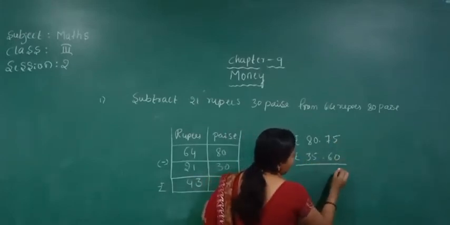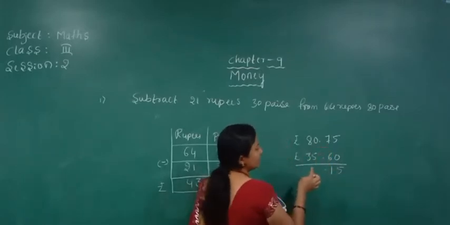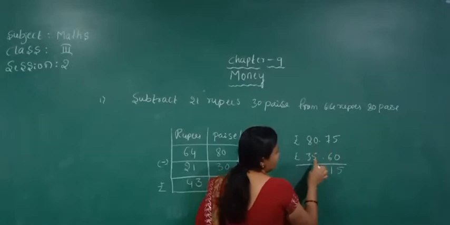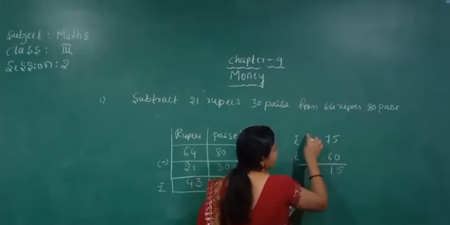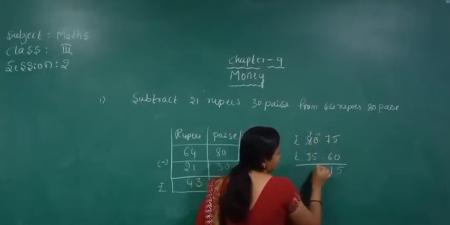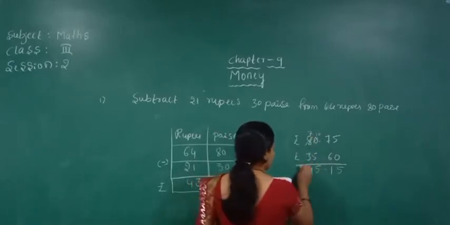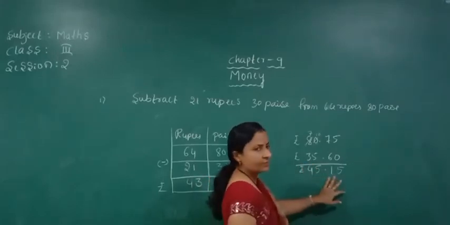Now we will subtract. 5 minus 0 is 5. 7 minus 6 is 1. The dot will be written as it is. Then 10 minus 5. Here see students, here 0 is there and here 5 is there, so 0 is smaller and 5 is bigger, so we can't subtract here. So what will we do? We take 1 from that side. The 8 becomes 7, and this becomes 10. 10 minus 5 is 5. 7 minus 3 is 4. So the answer is rupees 45 and 15 paise.